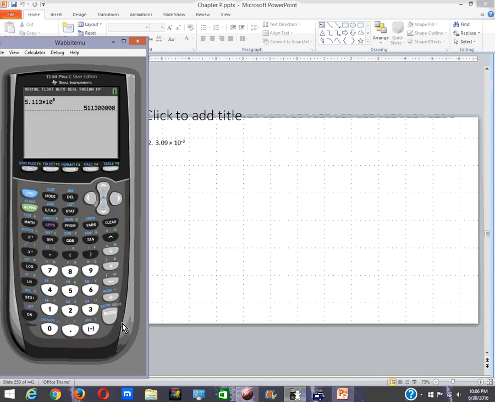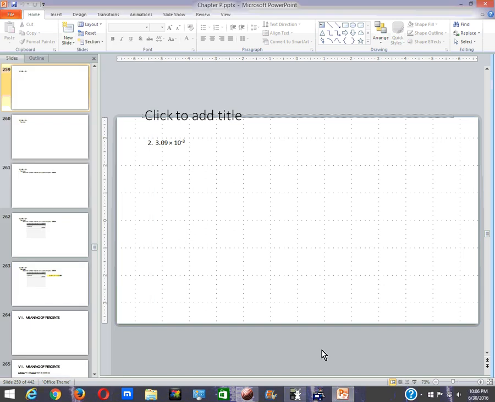3.09 times 10 to the -3. So again, if I do it on the calculator, 3.09, and I do the EE thing, second EE, -3. Enter. 0.00309. Now again, because it's greater than 10 to the negative 4 in absolute value, it was able to do it. So 3.09 times 10 to the -3 is 0.00309.